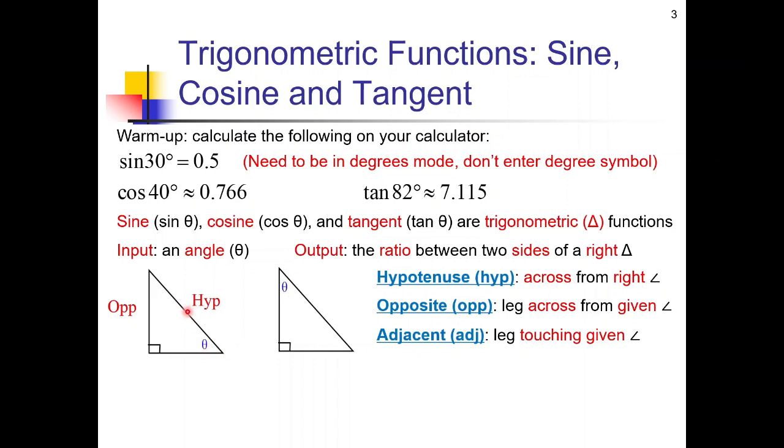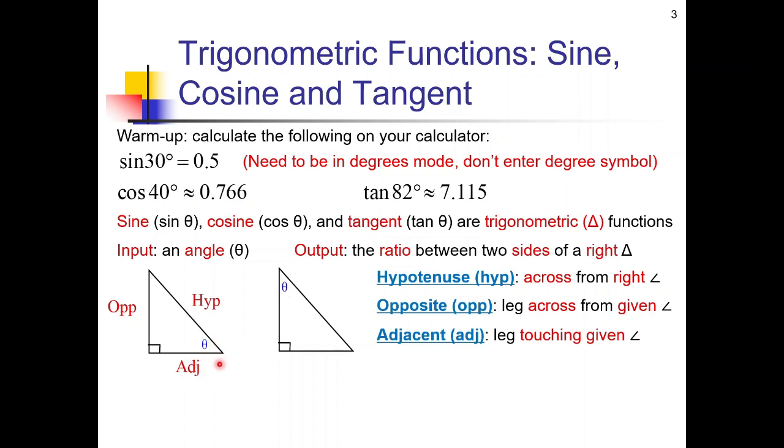One of them is... or actually I should say we have two legs of the right angle. One of them is this opposite side. The other is touching the given angle here, and this is going to be called the adjacent.